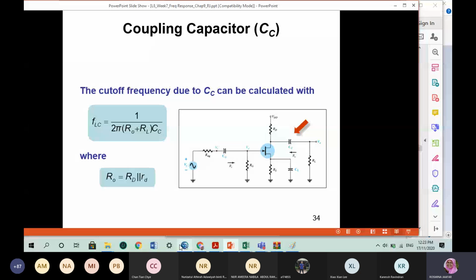So for the CC effect, which is the coupling capacitor at the output, the cutoff frequency due to the CC can be calculated as FLC, which is equivalent to 1 over 2 pi times the total resistance at the CC, which is RO plus RL, times the CC, where RO is actually the RD, the resistor connected to this drain, in parallel with the internal rd of this FET.